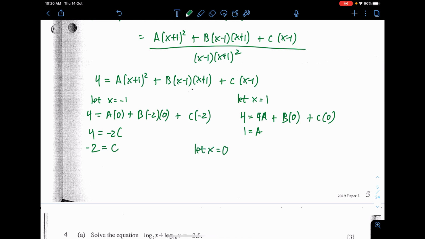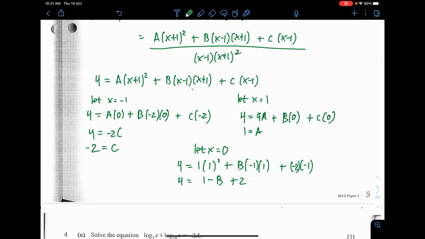I can do anything I like, maybe 0 for example. So I get 4 equals to A being 1 already, right? Multiply by 0 plus 1 square. B multiply by -1 times by 1, and then C multiply by -1. So then 4 equals 1 minus B. Just now I found the C as -2 actually. So then plus by 2. 1 equals to -B, and therefore B is actually -1.